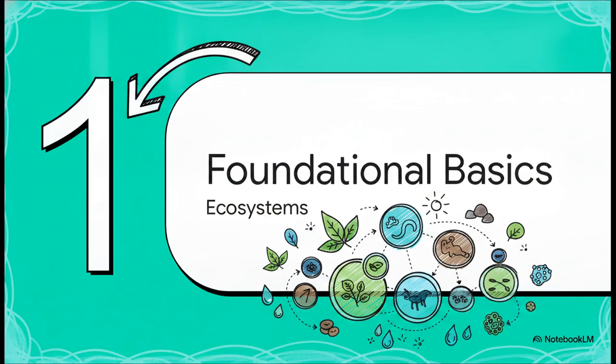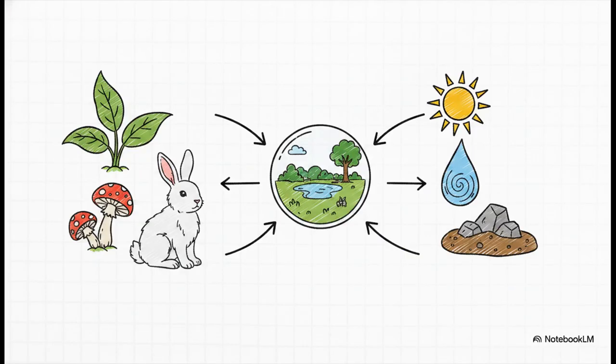Section 1, Ecosystems, the foundational basics. I really want you to lock this exact formula in your brain. Ecosystem equals biotic plus abiotic components. It's honestly that simple. An ecosystem is literally just the intersection where living things, your producers, consumers, and decomposers, collide with non-living things, like soil, sunlight, water, and air temperature. If an exam question asks for the fundamental definition, this formula right here is your flawless, full-credit answer.